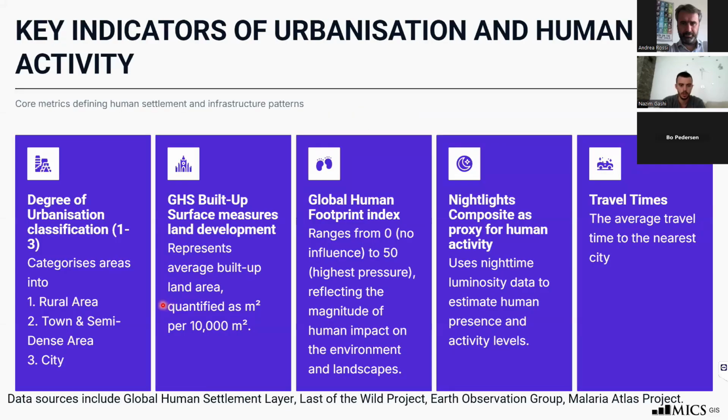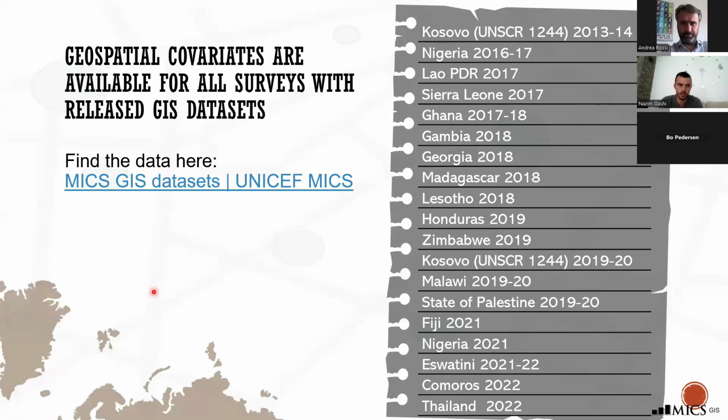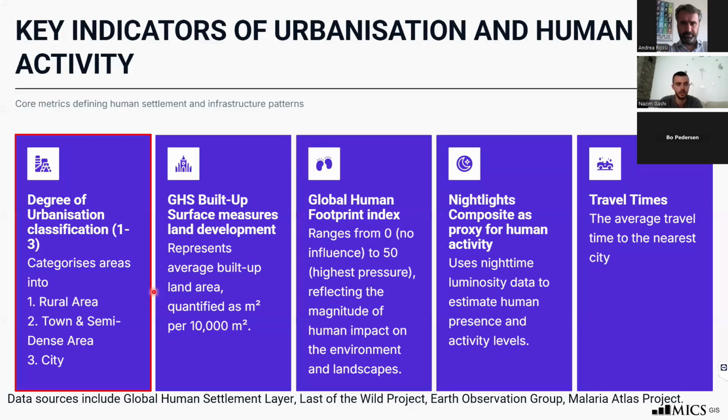Then the last one is on urbanization and human activities. So we have 5 main indicators. The first one is the degree of urbanization classification. As I said, we as the MICS program are integrating the degree of urbanization into the household survey of MICS. And here we are making available for each MICS cluster the degree of urbanization classification in 3 classes: rural areas, towns and semi-dense areas, and cities.